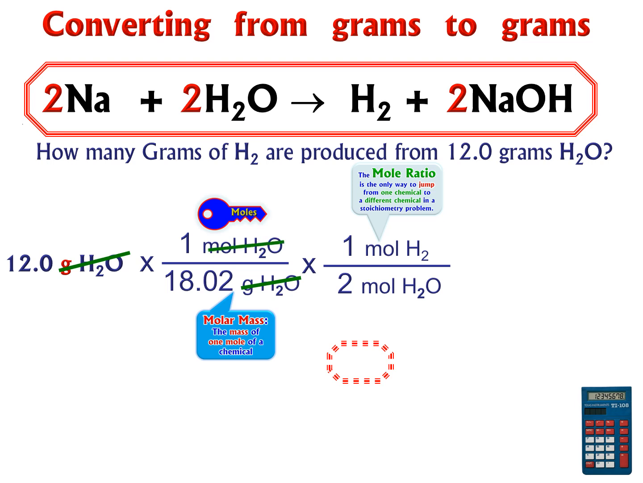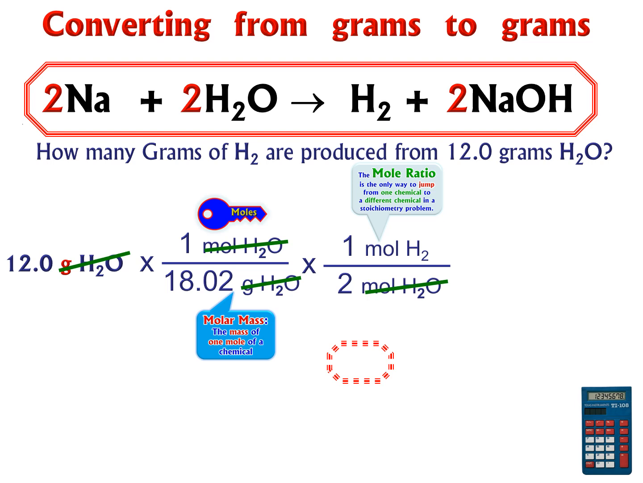And then what unit is going to cancel? Moles of water. Now we've got moles of hydrogen. Notice we've got moles of a different chemical now. That's the chemical we want in our answer. But in order to get to the final answer, I have to convert that back to grams. How do you get from moles to grams? Molar mass. So I need the molar mass of hydrogen, and remember, when I say hydrogen, I mean H2. So one hydrogen atom is 1.01 gram per mole, times 2 is 2.02.